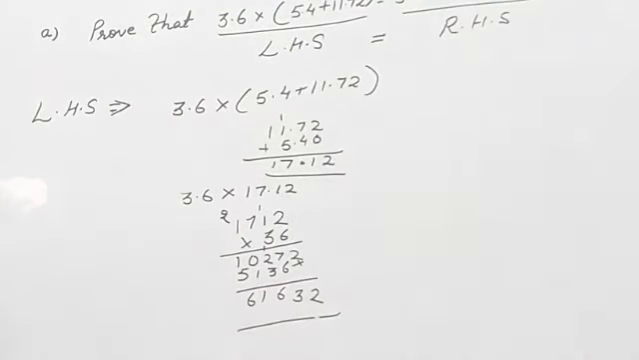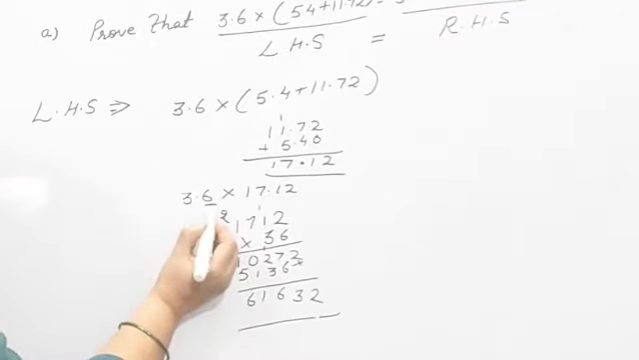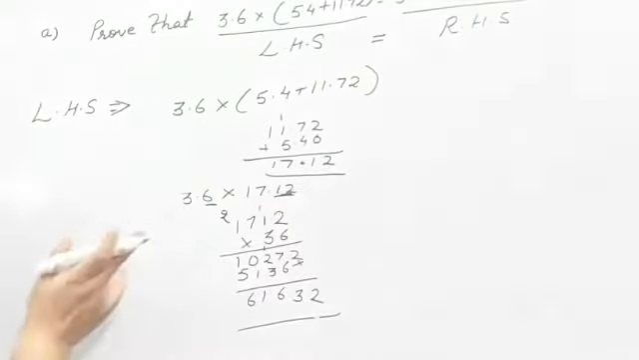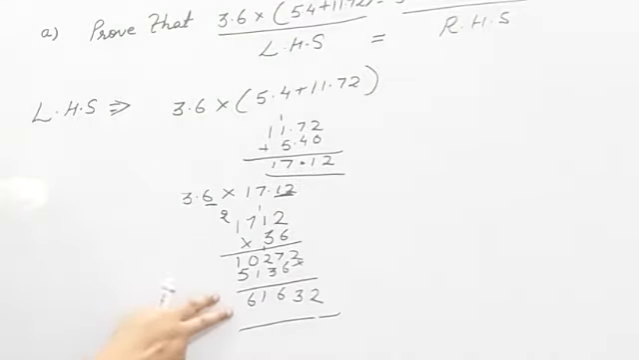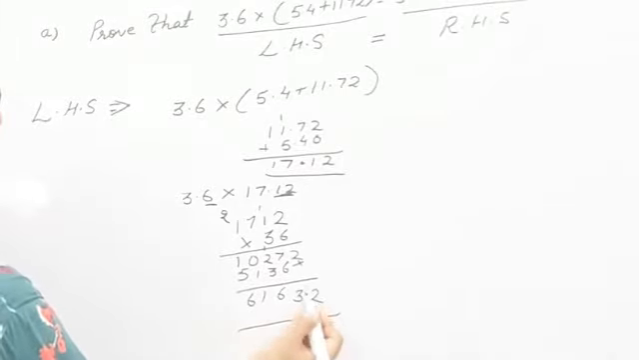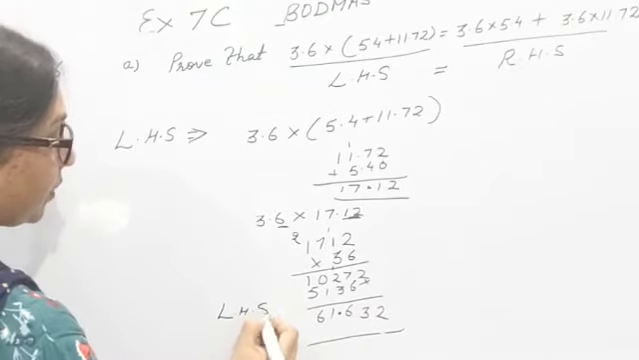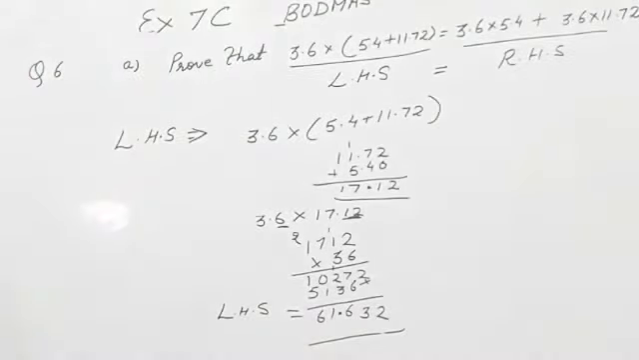The most important part is putting the decimal point. Now look at this. Here you have 1 decimal place, here you have 2 decimal places. 1 plus 2 means 3. So this product will have 3 decimal places. So from right, count 3 digits and put the decimal here. Hence the left hand solution is 61.632. Now let us solve the right hand side value.